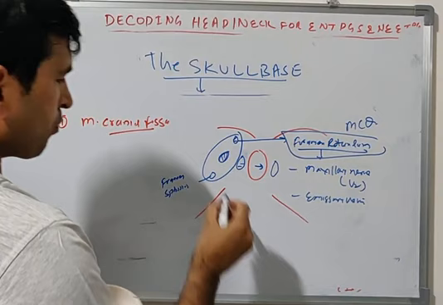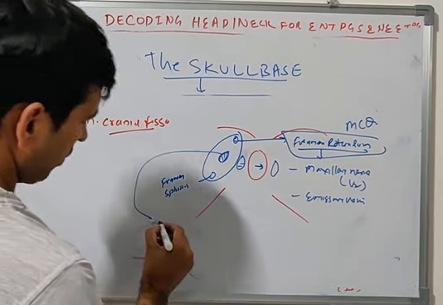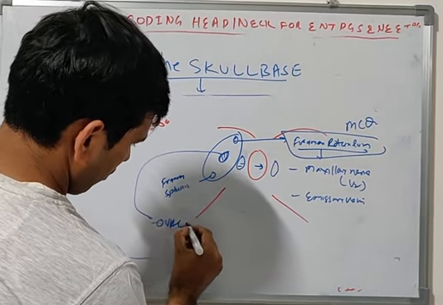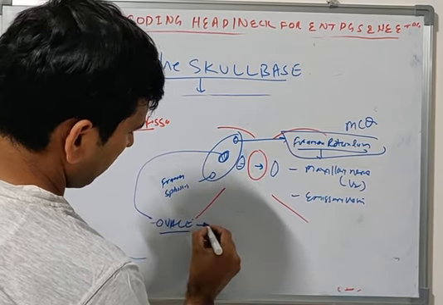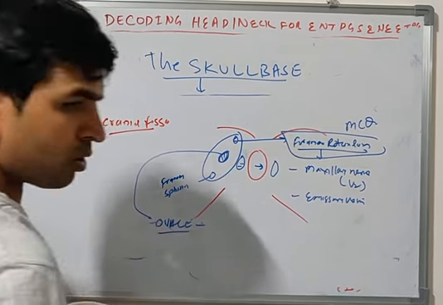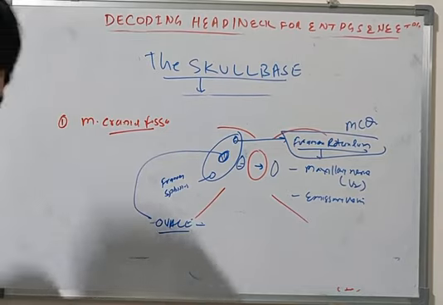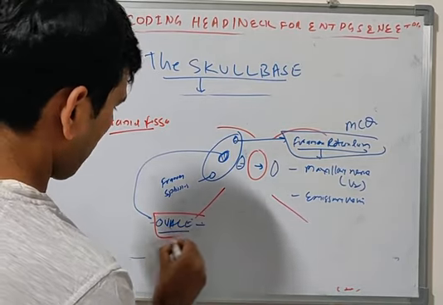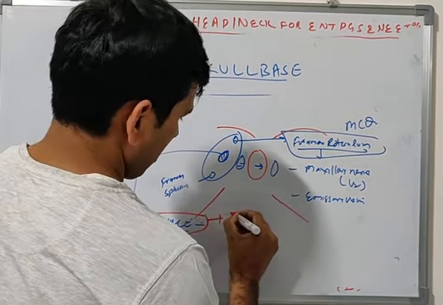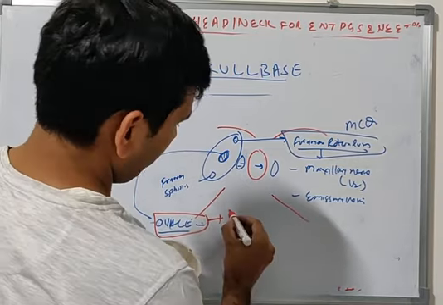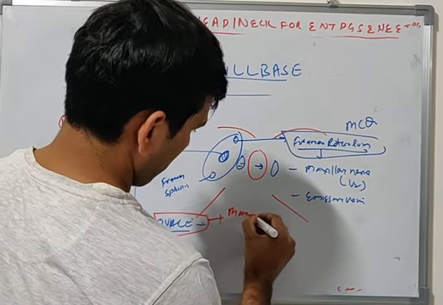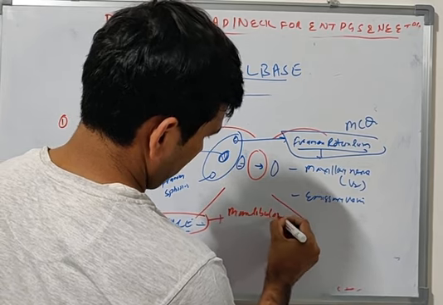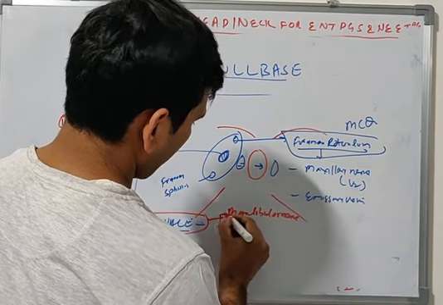Okay. This is the foramen ovale, this is the oval shaped foramen. The structures passing through foramen ovale are, first, the mandibular nerve, the third division of the trigeminal.